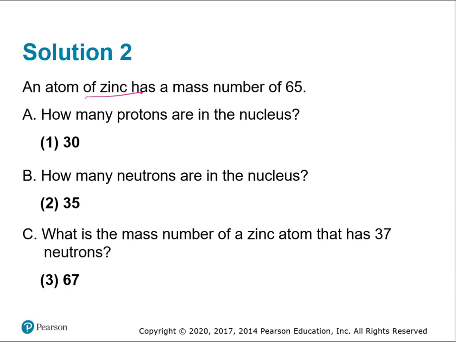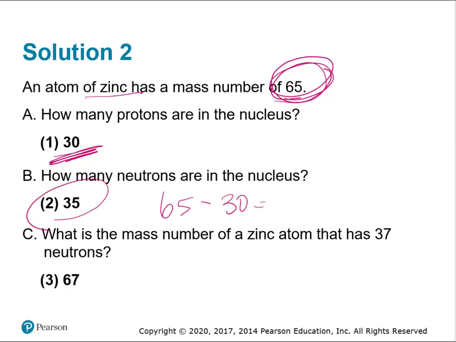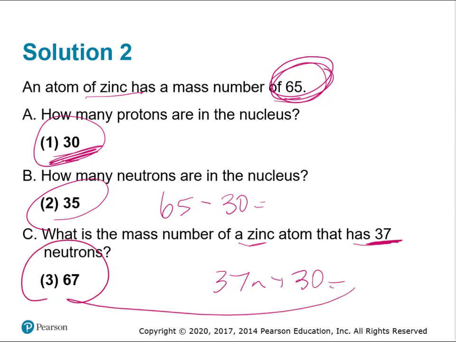An atom of zinc has a mass number of 65. How many protons are in the nucleus? You need to look at your periodic table and find zinc. Zinc has an atomic number of 30, so it has 30 protons. To find neutrons, we take the mass number we were given and subtract the number of protons to get 35. In this case, we're told that zinc has 37 neutrons, and we know it has 30 protons, so 37 plus 30 would give me a mass number of 67.